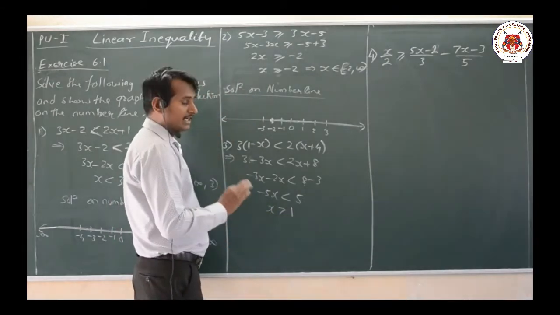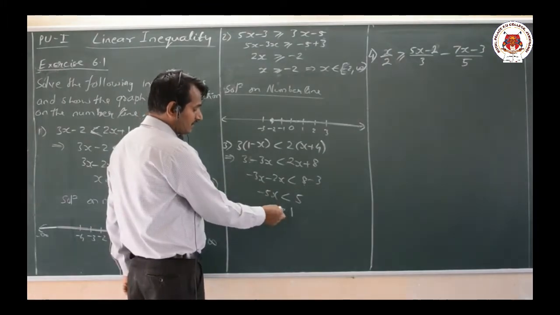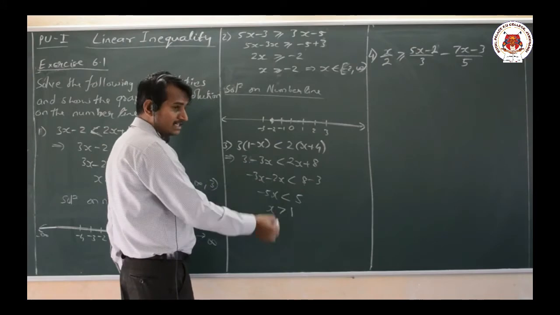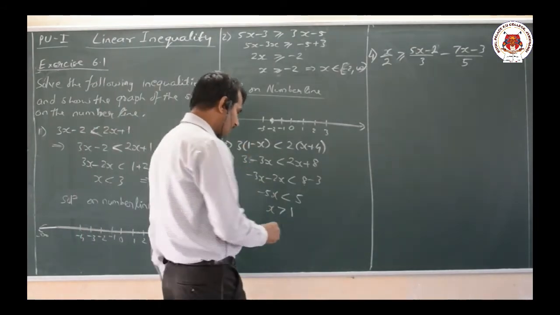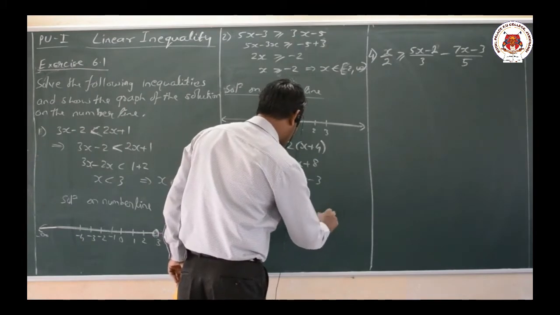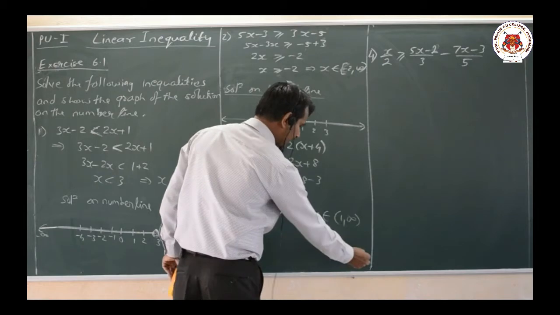Okay, that is a divide. If you multiply or divide by a minus sign, the sign changes. If you multiply or divide by a negative value, the inequality sign changes here. So that implies x belongs to greater than 1, which means 1 to positive infinity.